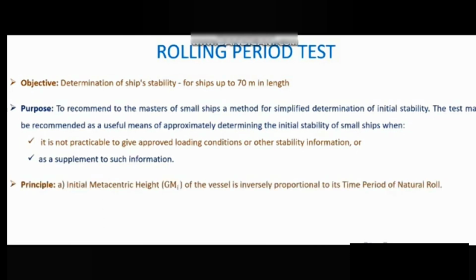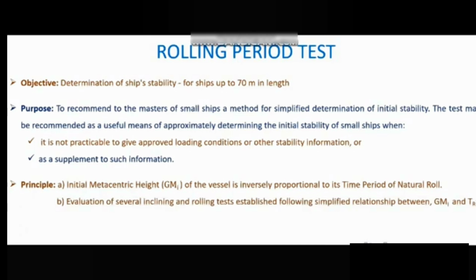What is the principle of this test? The initial metacentric height of a vessel is inversely proportional to the square root of the time period of natural roll. Square root of GM is inversely proportional to the natural period of roll, and that gives a relationship between GM and period of roll.